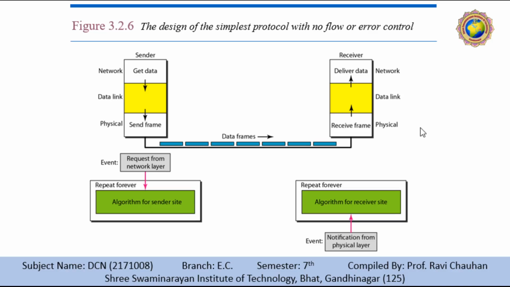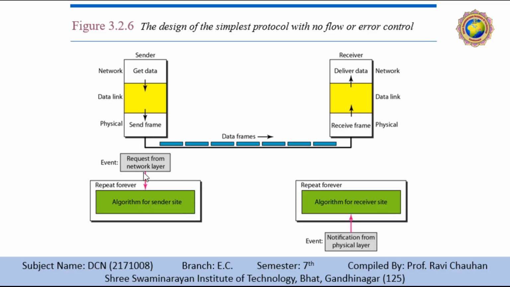If the protocol is implemented as a procedure, we need to introduce the idea of events in the protocol. The procedure at the sender side is continuously running. There is no action until there is a request from the network layer. The procedure at the receiver is also continuously running, but there is no action until the notification of the physical layer arrives. Both procedures are constantly running because they do not know when the corresponding events will occur.